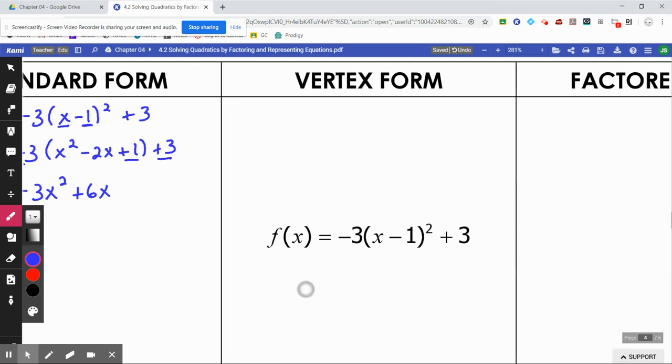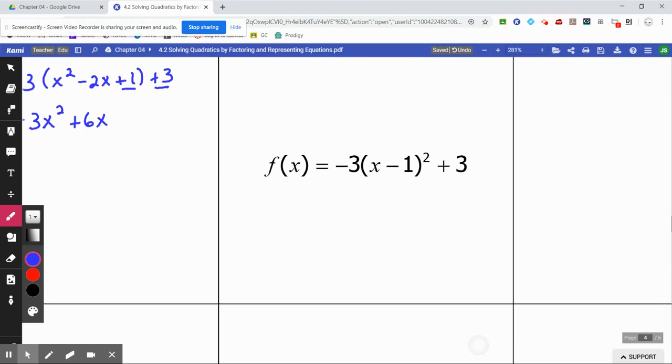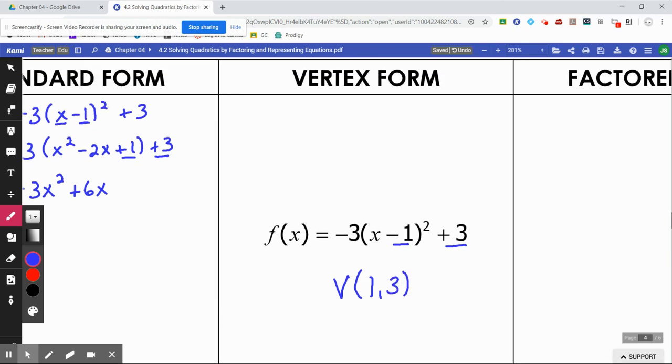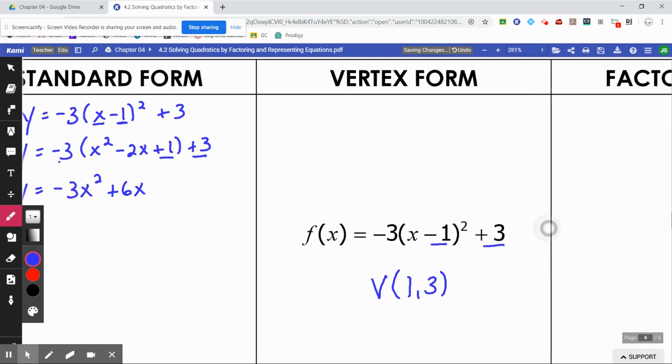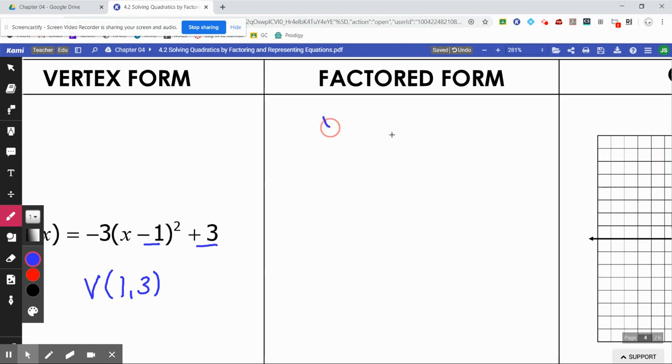Now let's move on again to our vertex form. From this, let's go ahead and find our vertex. Negative 1 moves it right 1, positive 3 moves it up 3, remembering your transformations. Y equals negative 3x squared plus 6x.